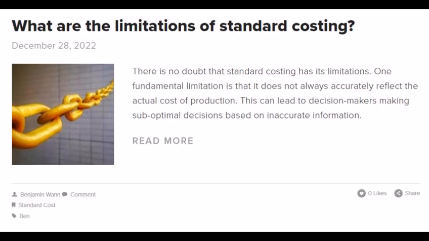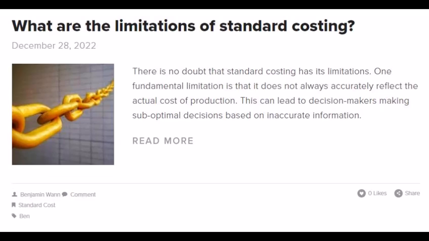Standard costing can also be complex and time-consuming to implement, adding to its inflexibility. Another criticism of standard costing is that it can be inflexible and slow to respond to changes in the business environment. This is because standard costs are often set in advance and are not easily changed. For example, if there is a change in the price of one of the inputs used in production, the standard cost will not reflect this change immediately. This can lead to decision-making based on inaccurate information.